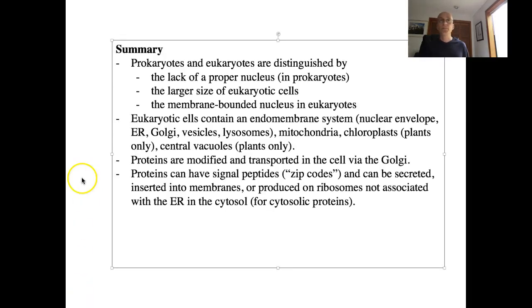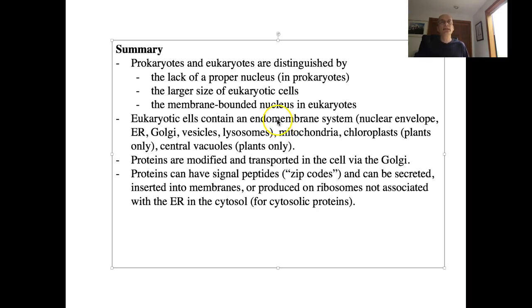So then there's just the summary. For the summary, we have talked about prokaryotes versus eukaryotes. In this lecture, we said that they are distinguished by the lack of a proper nucleus in the prokaryotes, and the larger cell size of eukaryotic cells, and the fact that eukaryotes have membrane-bounded nuclei, while prokaryotes don't have that. And then we talked about the cell compartments in eukaryotic cells. We said that they contain an endomembrane system, which consists of the nuclear envelope, the ER, the Golgi vesicles, and the lysosomes. We said there were mitochondria and chloroplasts that are not part of the endomembrane system.